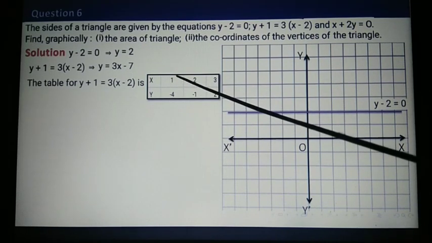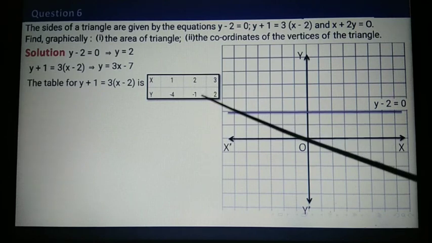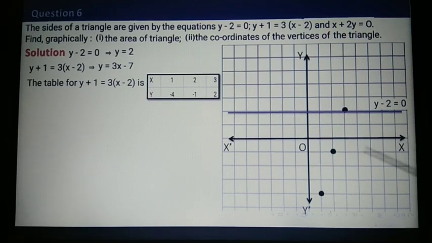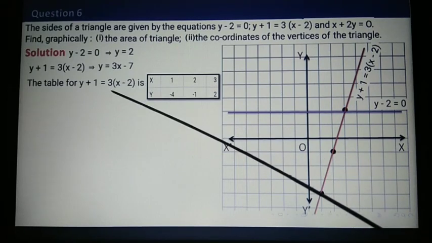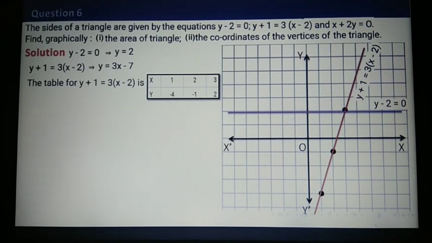Okay, so let us plot these points, that is (1, minus 4), (2, minus 1), (3, 2). So these are the points. This is my (1, minus 4), this is my (2, minus 1), and this is my (3, 2). Okay, and what do I do? I'll join them, and the line which I get is nothing but this line.